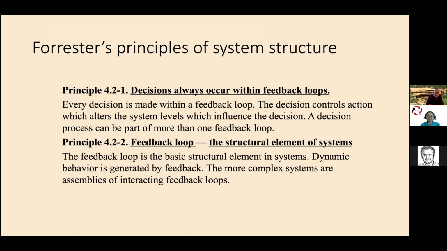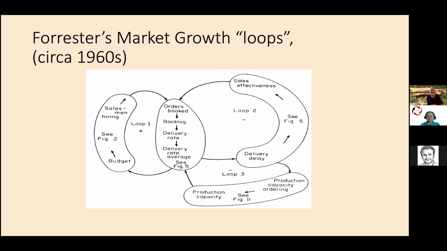Now, he actually practiced this, and if you see some of his older writings, the oldest one I could find was Forrester's market growth model. There is an article he wrote back in the 50s about market growth. And this diagram is actually taken from his article. And he calls these loops in market growth.